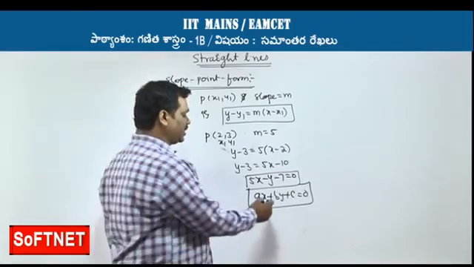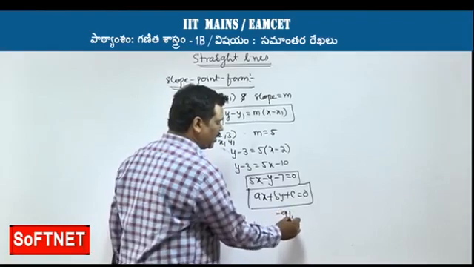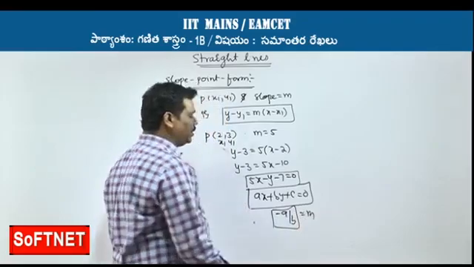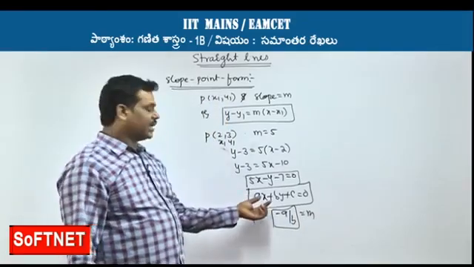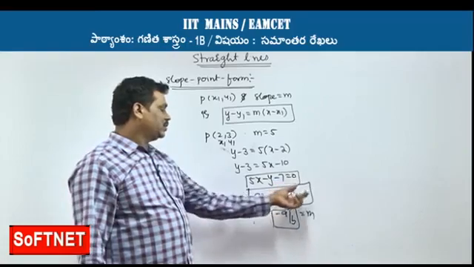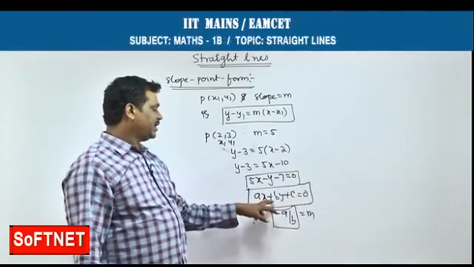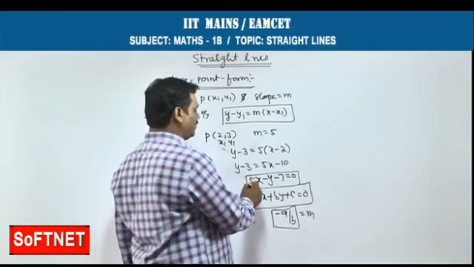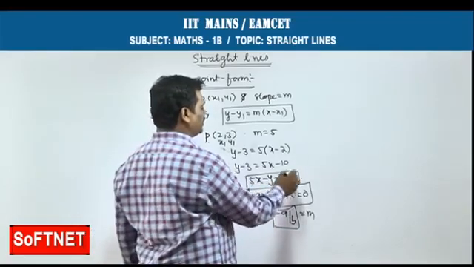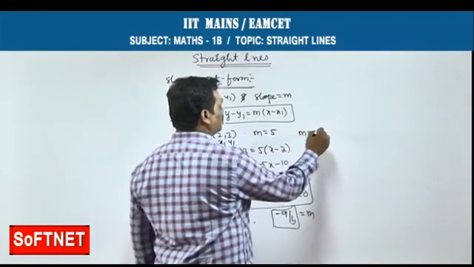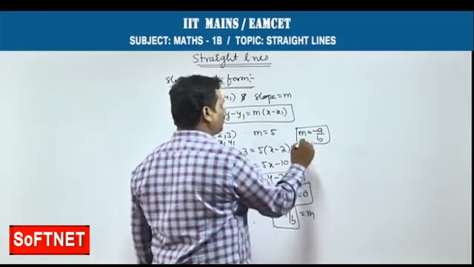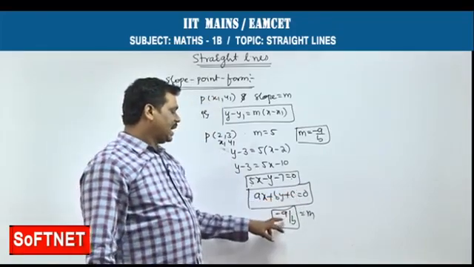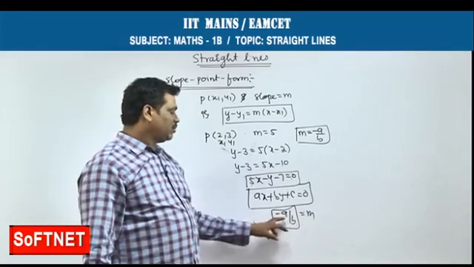What is the slope of the straight line? This is minus a by b. The general equation of a straight line is ax plus by plus c equal to 0, then the slope of this line is m equal to minus a by b. For example, here 5x minus y minus 7 equal to 0 is there. What is the slope? Formula: the general equation ax plus by plus c equal to 0 has slope m equal to minus a by b.